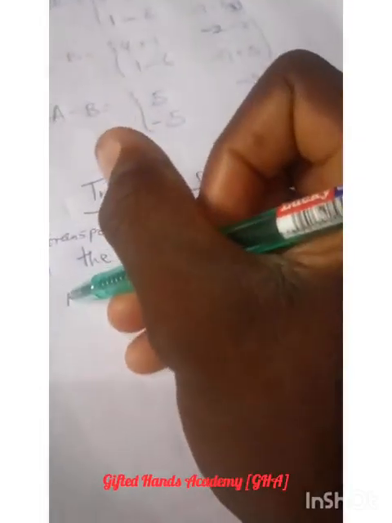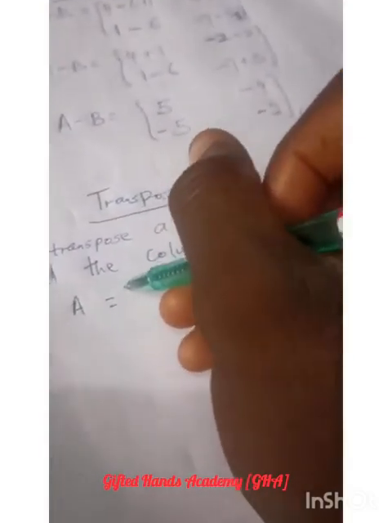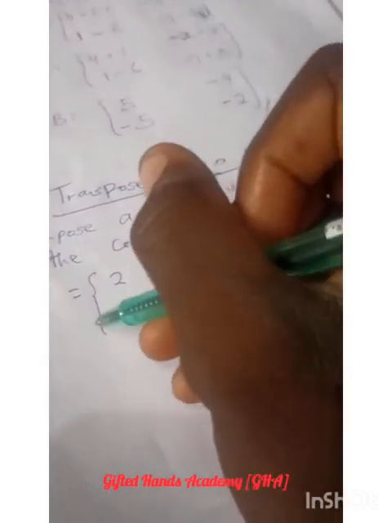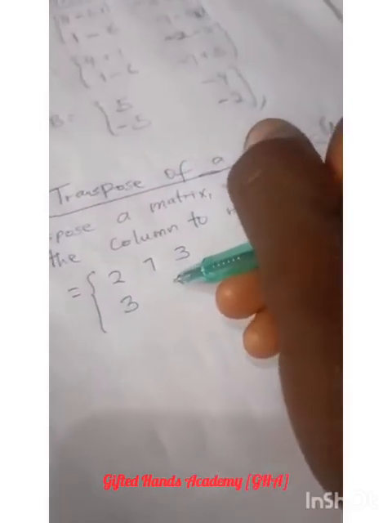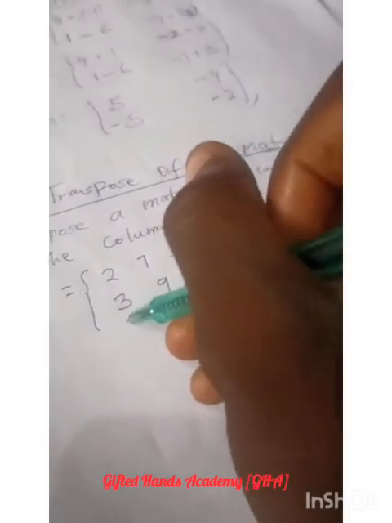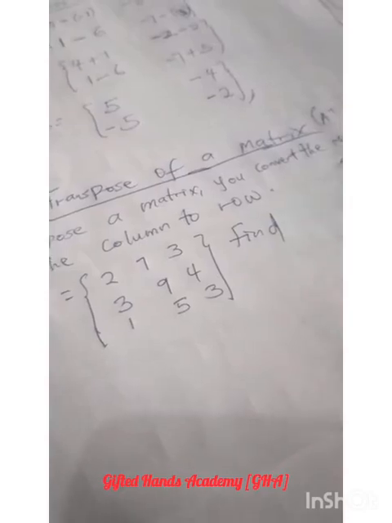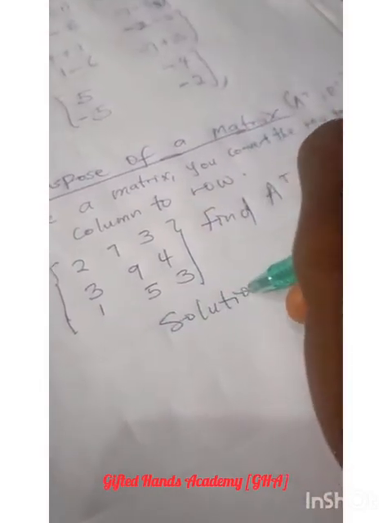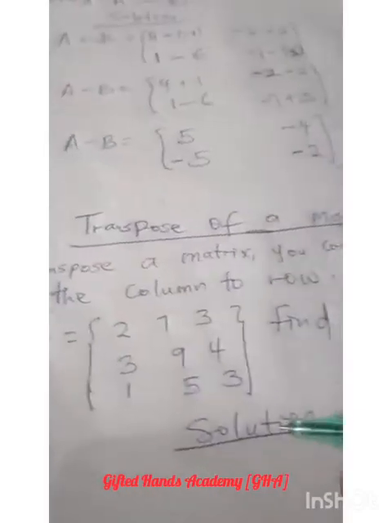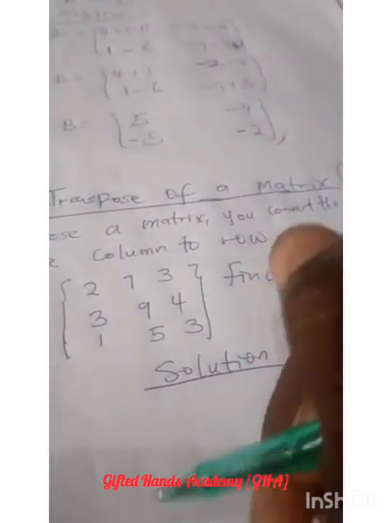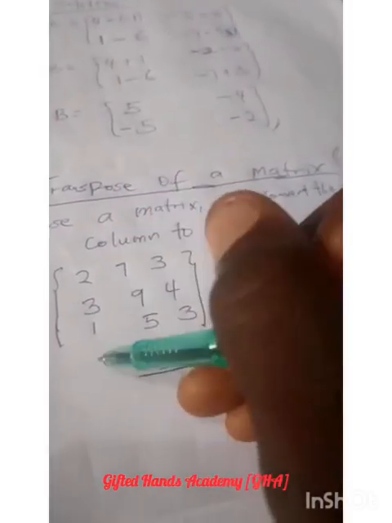So if matrix A is [2 7 3; 3 9 4; 1 5 3], then find A transpose. Solution. You make all the rows become columns, and all the columns become rows.